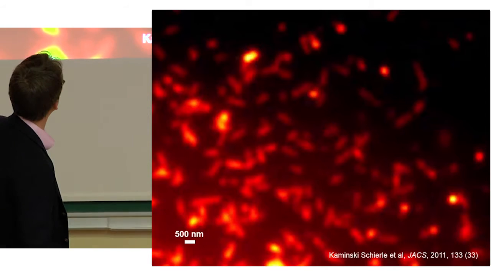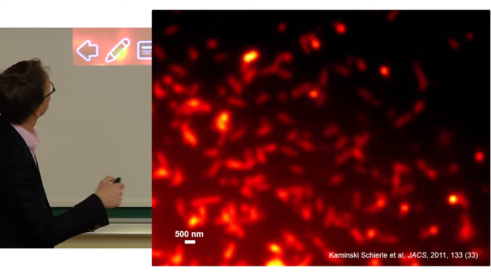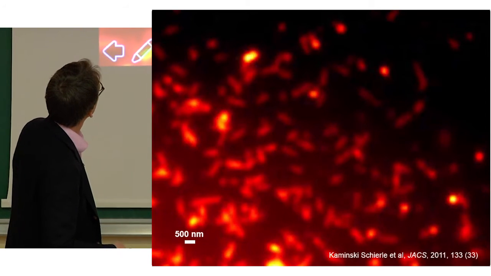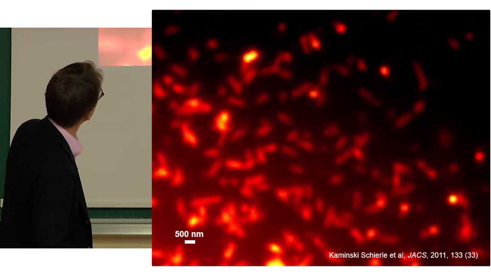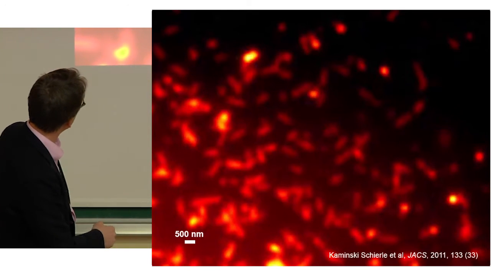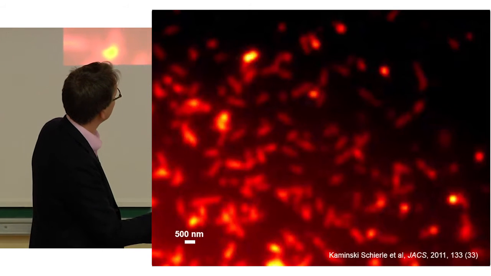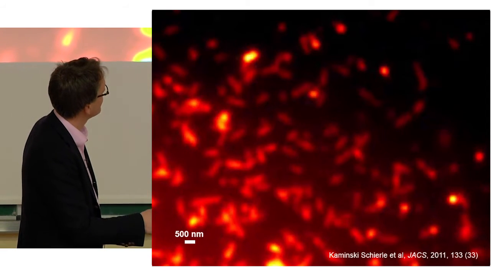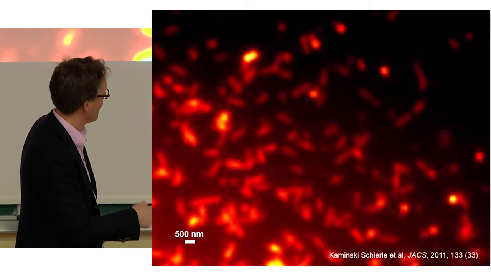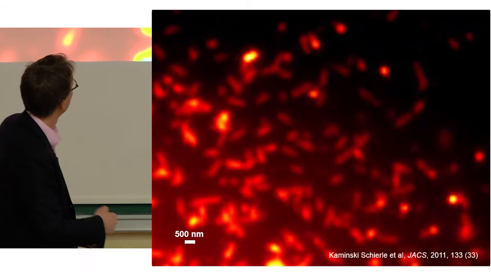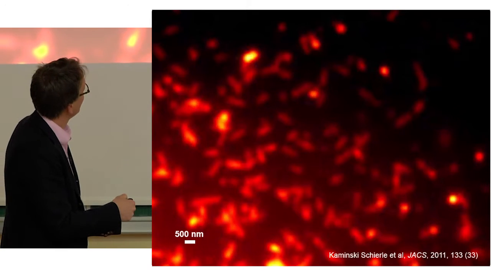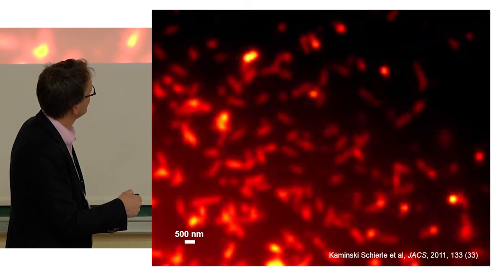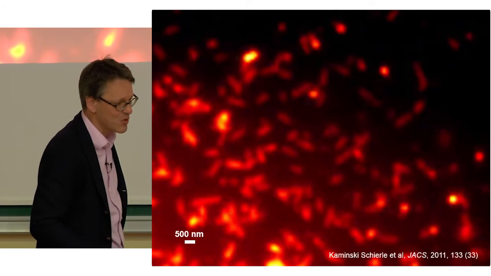And here you see a wide field image of this protein amyloid beta. Here's a scale bar, 500 nanometers. All these are labeled with a certain dye, these amyloid beta proteins, but you don't see very much because, of course, all the molecules are switched on at once. All the point spread functions overlap, and you get image blur.